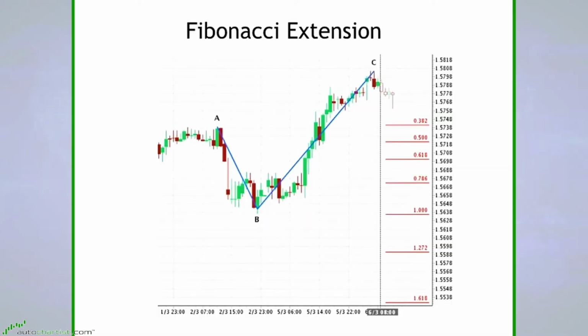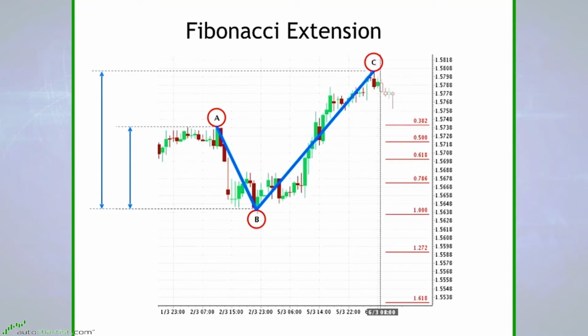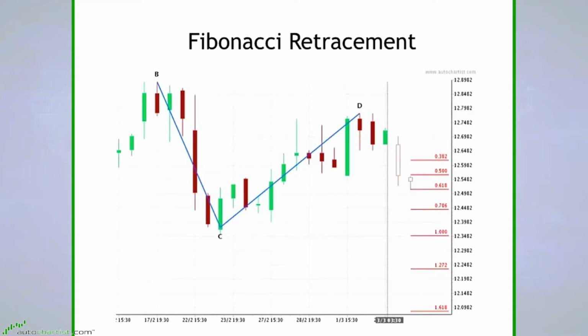First, the extension. The 3 points of the extension marked A, B, and C form a shorter line followed by a longer line. Looking purely at the price difference between A and B and relating that to the price difference between C and B, if these 2 lengths are in a Fibonacci proportion, then we classify it as an extension. Retracements are the same, except that we mark the points as BCD, and they have the large price difference first, followed by the smaller price difference.